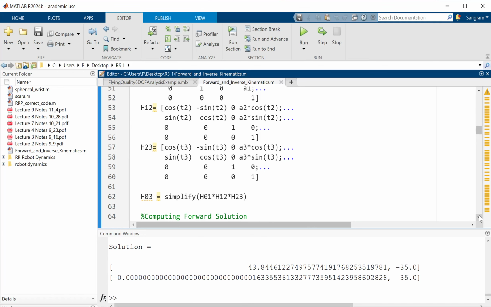Okay. Now what I have is R. Remember, the robot that we are trying to solve is R perpendicular to R.